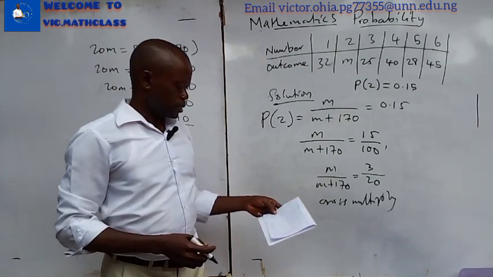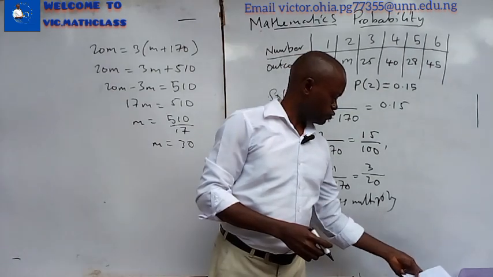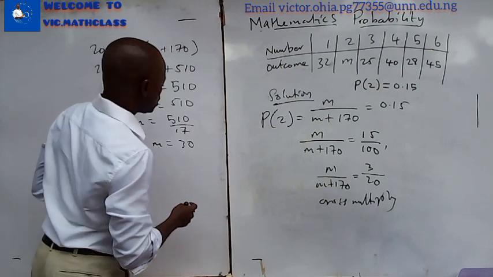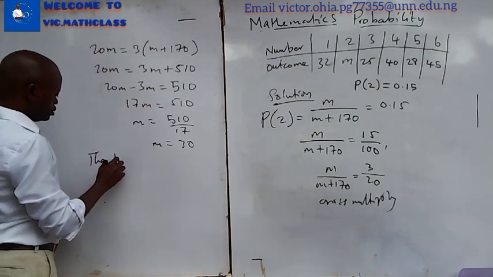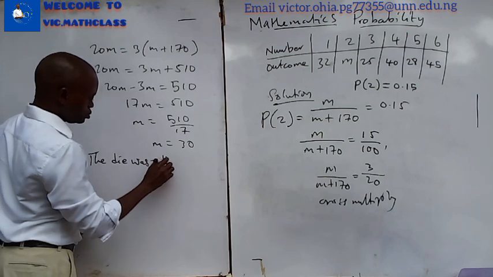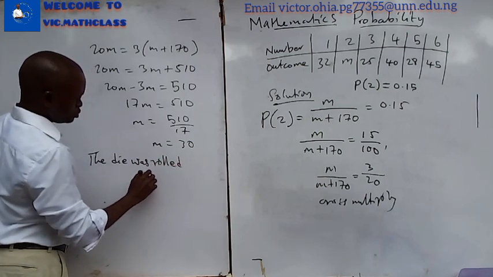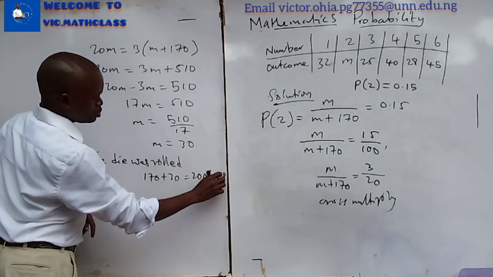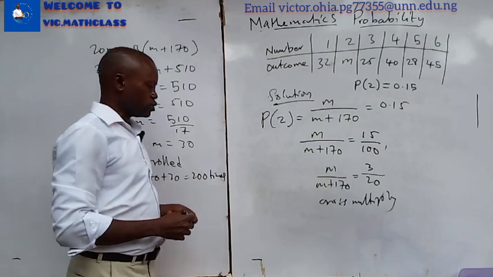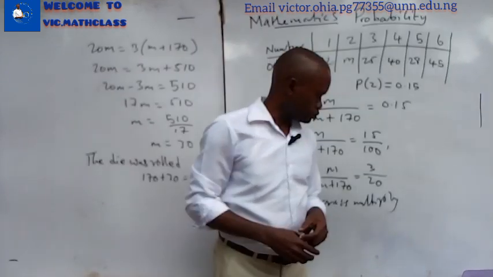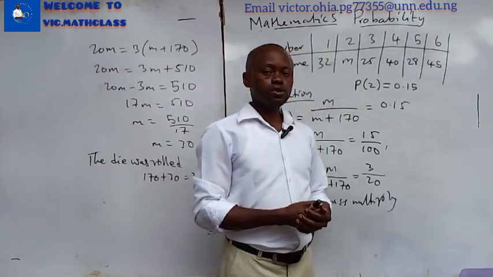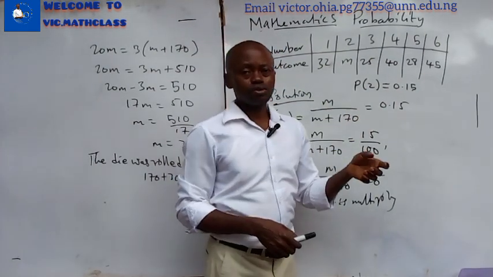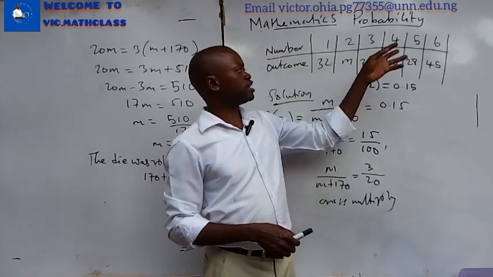That is to say, with m being 30, the implication is that the die was rolled 170 plus 30 times, which gives us 200 times. This die was rolled 200 times, right? With this information, we can do some other calculations. They can ask you other questions around here, like obtain the probability of at least 5.